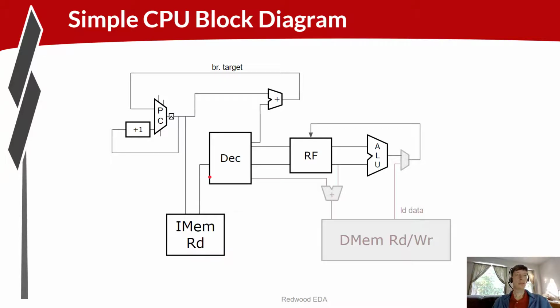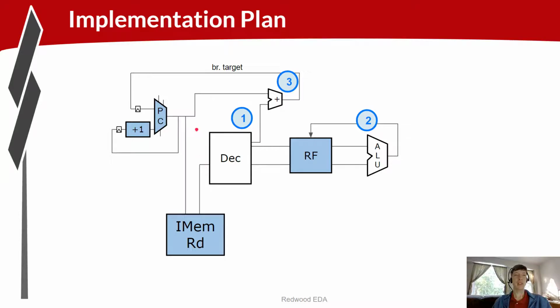Let's jump forward and look at how we're going to implement our CPU core. Some of the components of the CPU we're providing for you. We're providing the program counter and the increment logic for the program counter. We're providing the instruction memory pre-populated with the program that you just saw. And we're providing the register file. You're going to create the logic for the decoder, the branch target update, and the arithmetic logic unit.